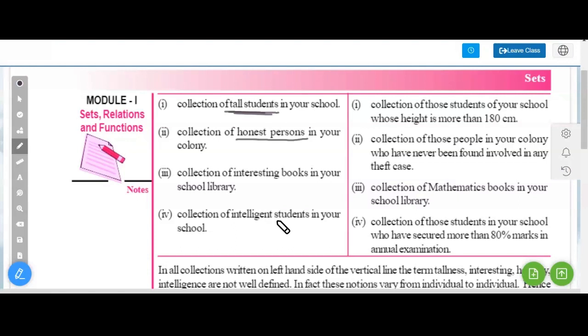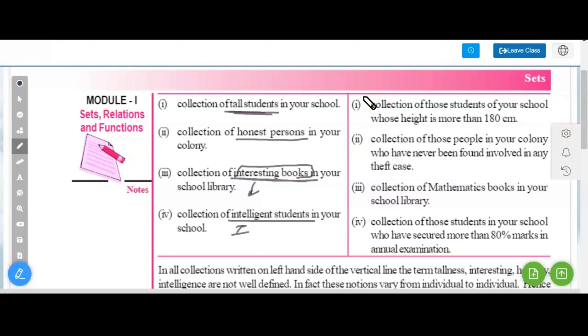Okay, collection of interesting books. What is the meaning of an interesting book? Some people may have one interest, some people may have another interest. So it is also not well defined. Nothing is defined properly in this one. Interesting books doesn't give you a proper result of anything. You can say the price of any book; that is a well defined collection. Next is the collection of intelligent students. How do you measure the intelligence of a student? That's also not measurable. Now let's check the things given on the right hand side.